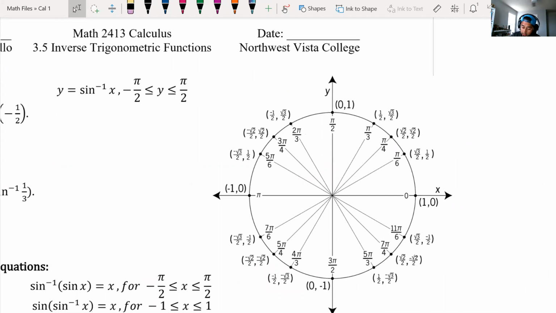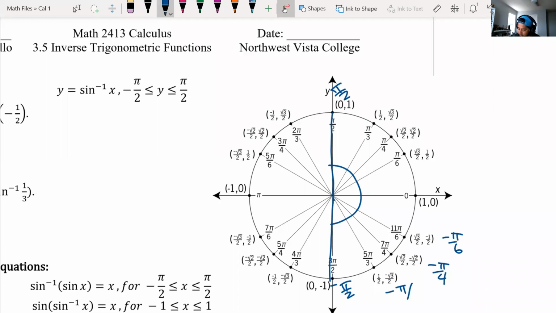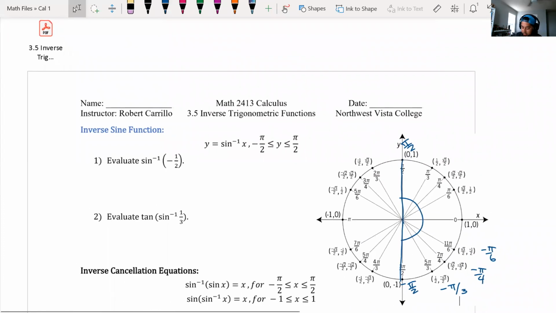So if I were to use this unit circle here, the inverse sine function would live here from negative pi over 2 to pi over 2, which means it lives in the first quadrant and the fourth quadrant. And of course, you would take these coordinates and just flip them over to the fourth quadrant. So this would actually be negative pi over 6, negative pi over 4, and negative pi over 3. Okay. So that being said, let's look at number 1.